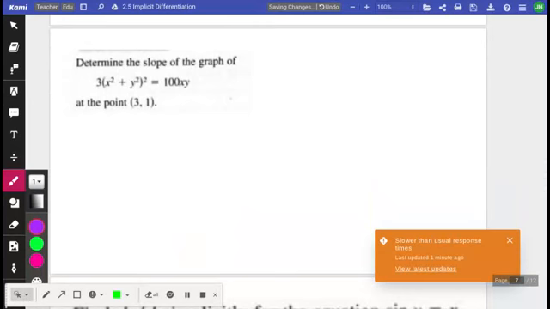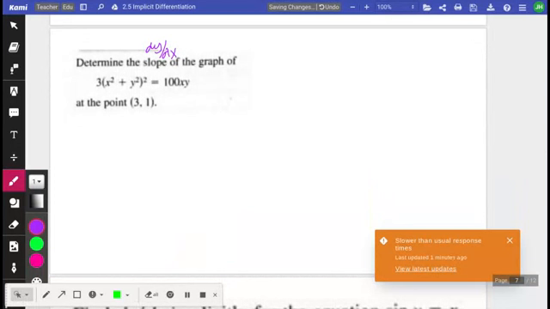Okay, next one. Determine the slope of the graph at the point. So we're doing the same thing. So we're still looking for dy over dx. Okay, determine the slope of the graph. And if you look, your x's and y's really are intermingled here. So we will definitely need implicit differentiation. Where on the previous one, we might have been able to do it without implicit differentiation. We would not be able to do it in this case.